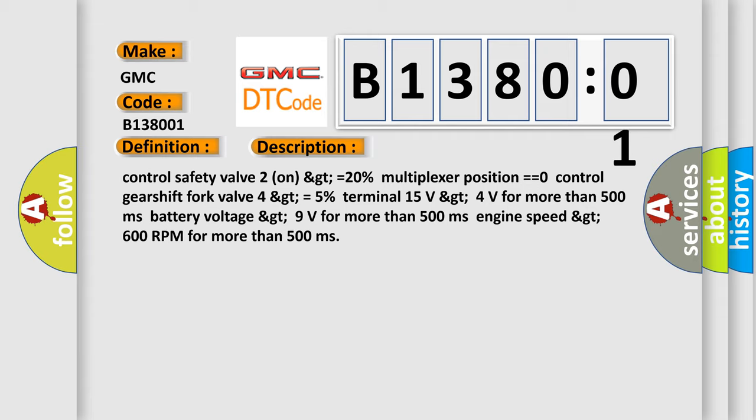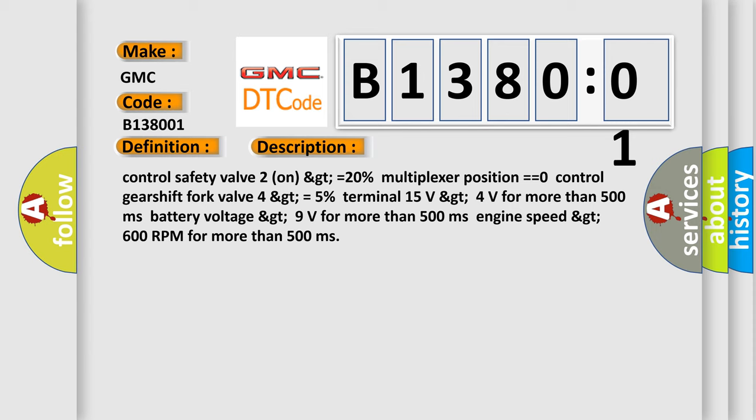Control safety valve 2 GT 20%, multiplexer position equals 0, control gearshift fork valve 4 GT 5%, terminal 15 volts GT 4 volts for more than 500 milliseconds, battery voltage GT 9 volts for more than 500 milliseconds, engine speed GT 600 rpm for more than 500 milliseconds.